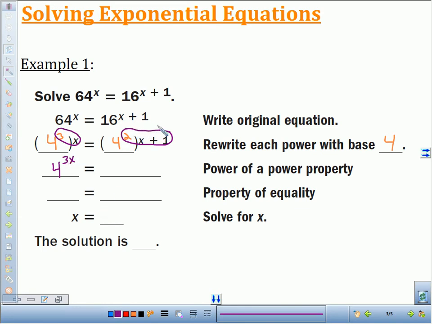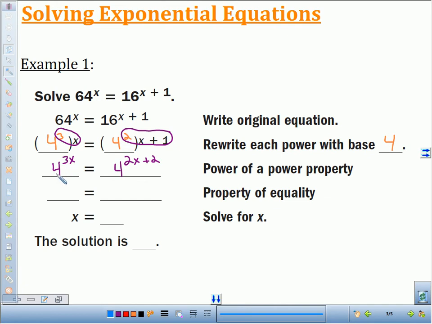On the other side, maybe a little bit more complicated, I have 4 to the 2 times x is 2x plus 2 times 1 is 2. Right? I had to distribute that 2. So 2 times x is 2x, 2 times 1 is 2. So on one side I have 4 to the 3x. On the other side I have 4 to the 2x plus 2.